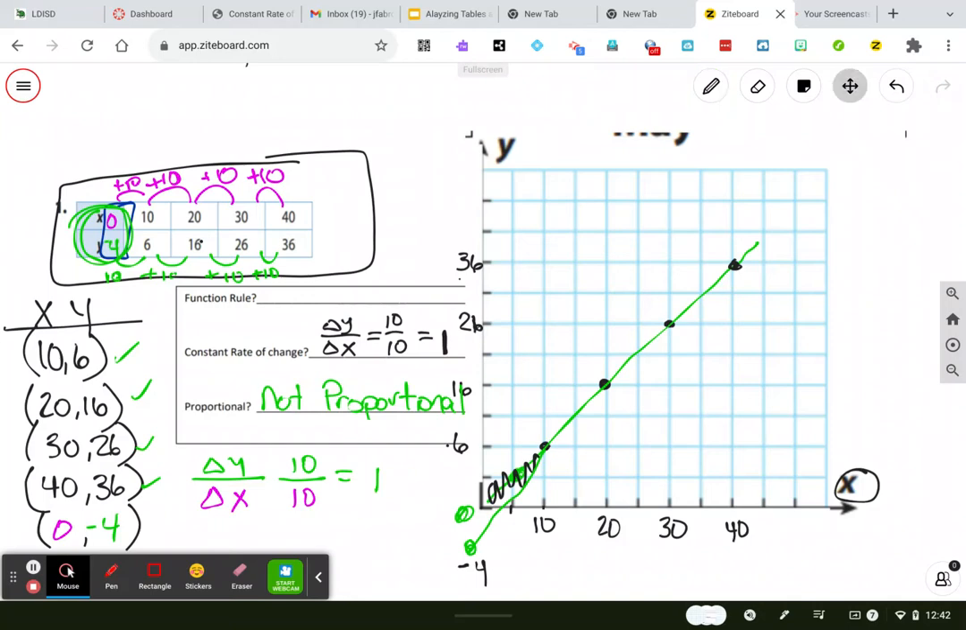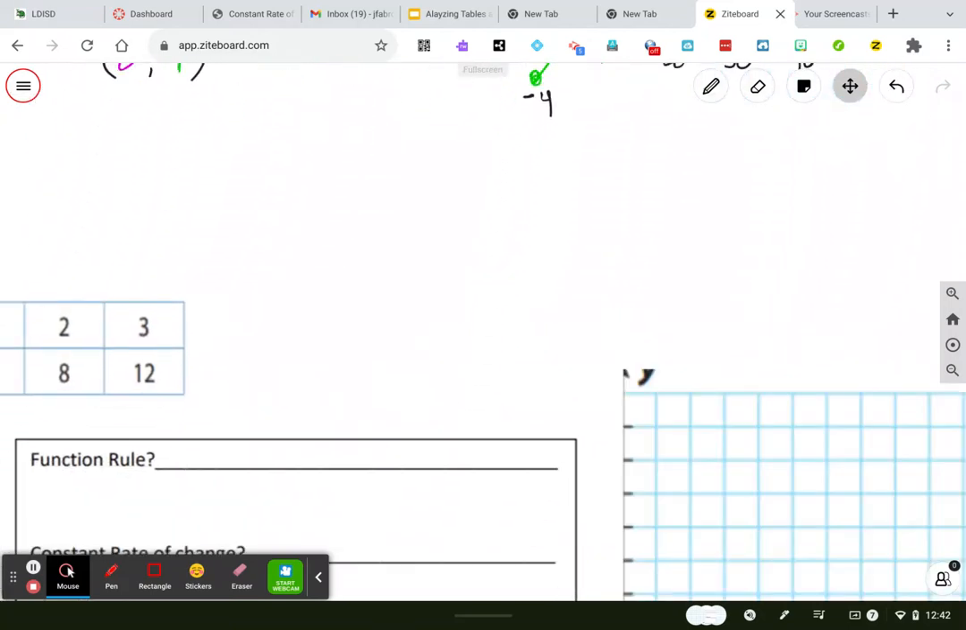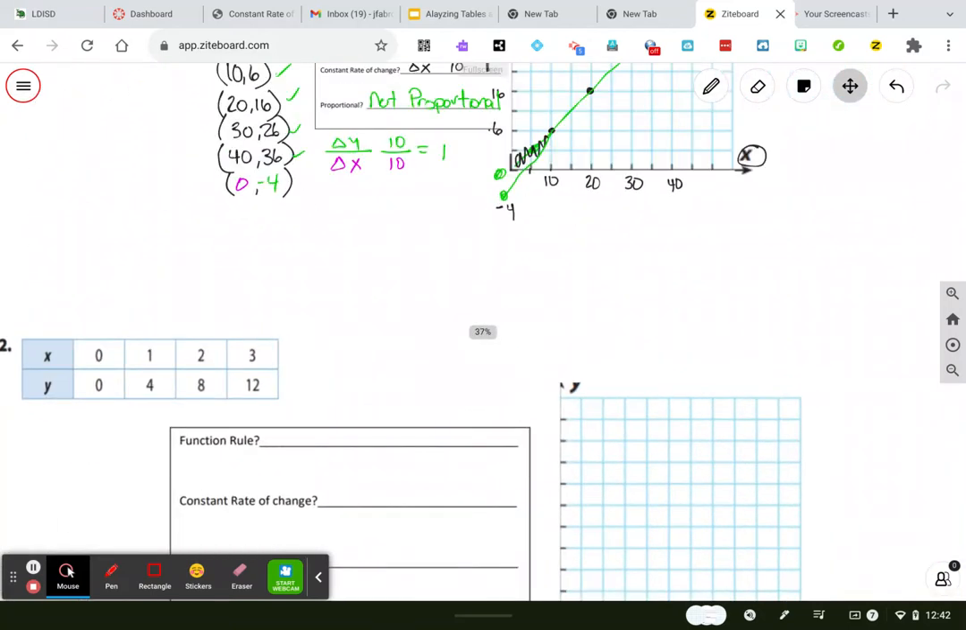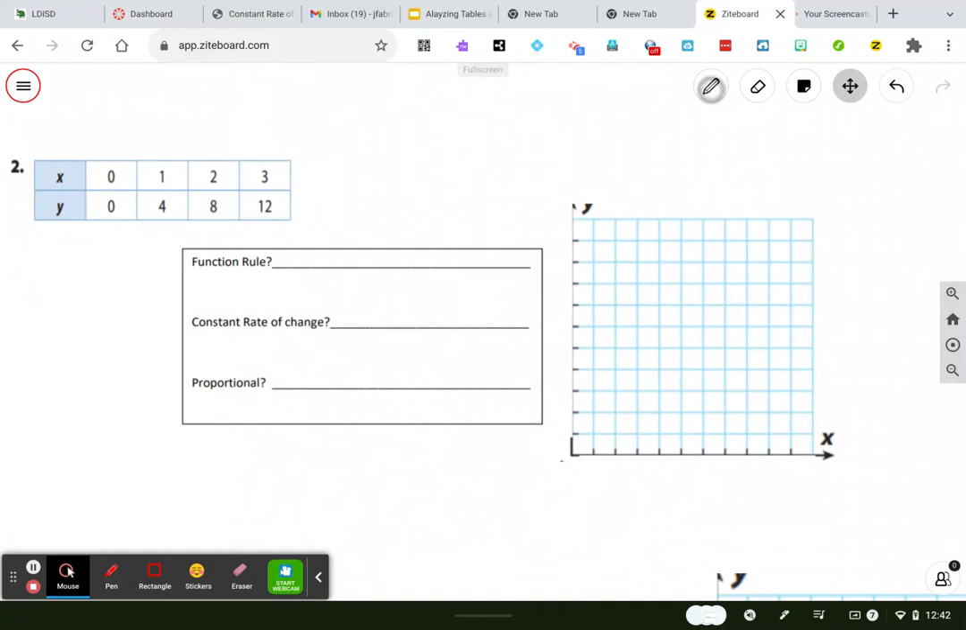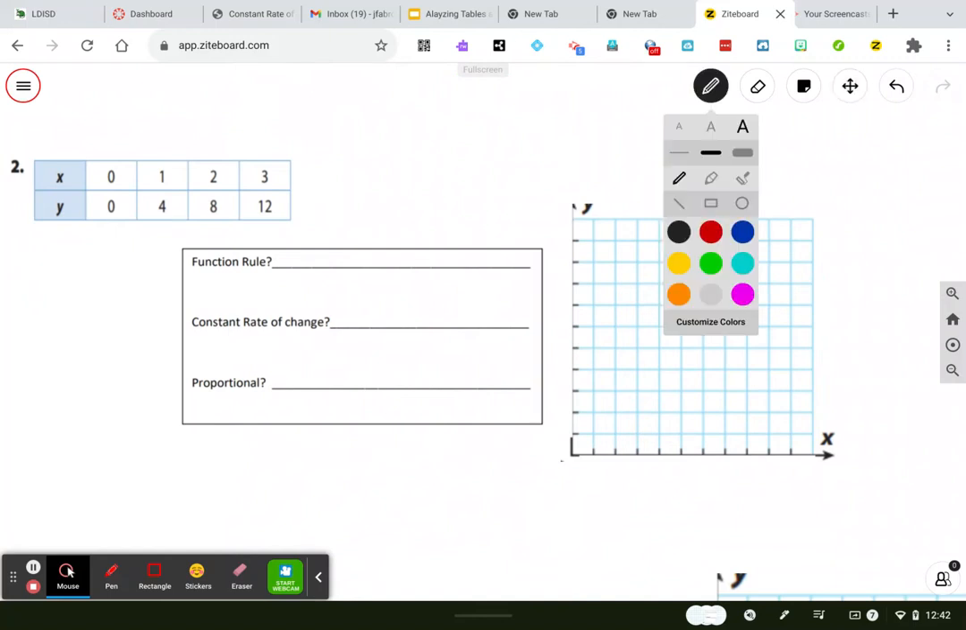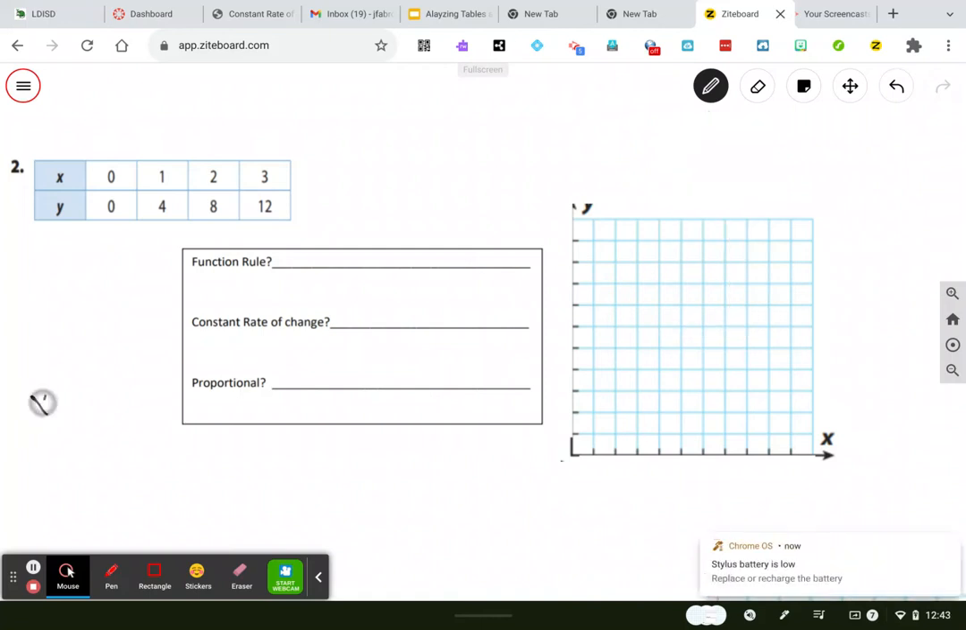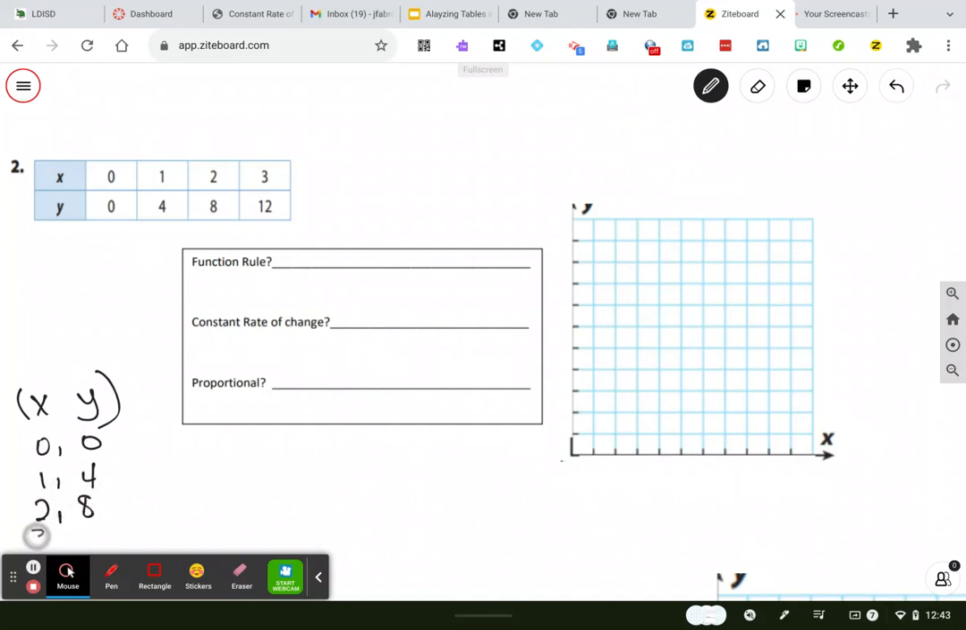We'll do another quick example here. And I'll try to go a little bit faster. Okay, first things first, put my x's and my y's. So 0, 0, 1, 4, 2, 8, 3, 12.